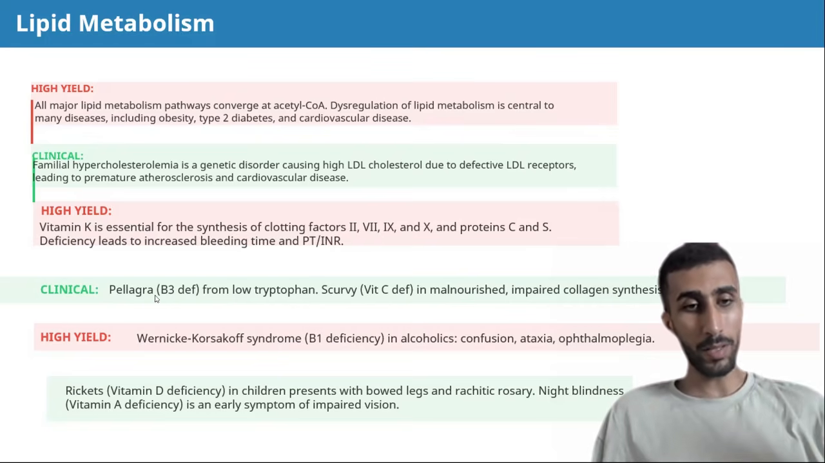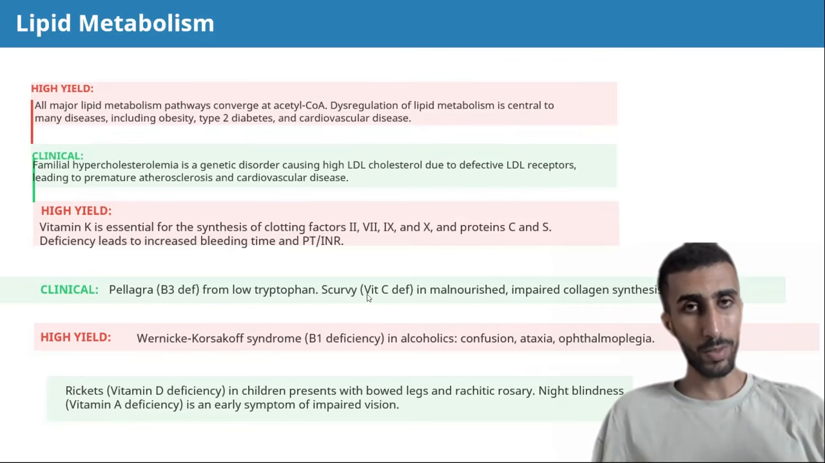Next is pellagra. This is vitamin B3 deficiency, very high yield. It has three D's: dermatitis, diarrhea, and dementia. So pellagra, aka niacin deficiency, 3 Ds. These people have a skin condition, dermatitis, diarrhea, and dementia.